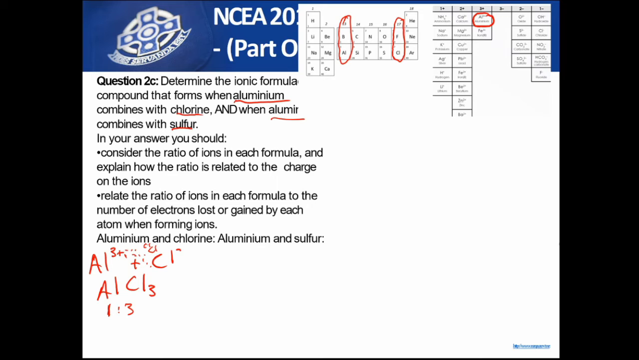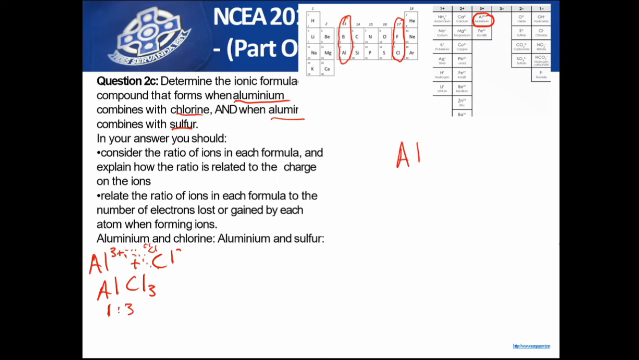Because to cancel out, 1 aluminium ion has a charge of 3 plus. To cancel that out, we need 3 chlorine ions. And the 3 electrons, as I said, 3 electrons from aluminium go to 1 chlorine ion, another chlorine ion, and another chlorine ion. Hence you have aluminium chloride. Okay, then we'll look at aluminium and sulfur.